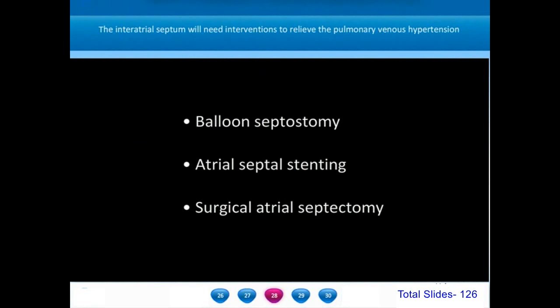The interatrial septum will need a variety of interventions to relieve the pulmonary venous hypertension. Sometimes it may be in the form of balloon septostomy or atrial septal stenting, but most cases will need a surgical atrial septectomy.